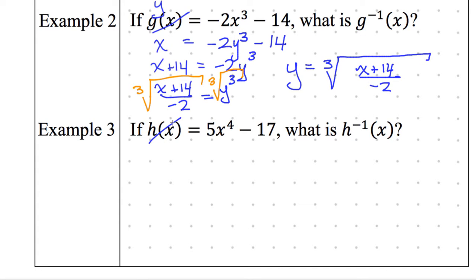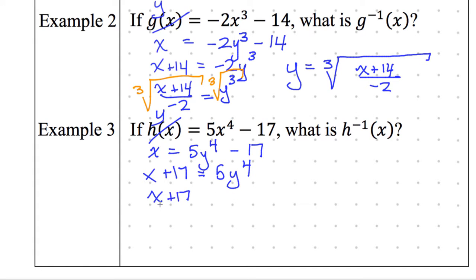I crossed out g of x and made it y. Okay. And I switched the y and x. x equals 5y to the power of 4 minus 17. Well said. Okay. Then I added 17 to both sides. Okay. Then I divided by 5 on both sides. x plus 17 over 5 is equal to y to the power of 4.